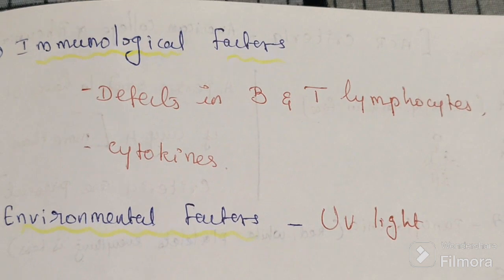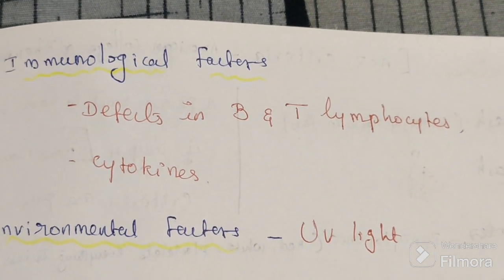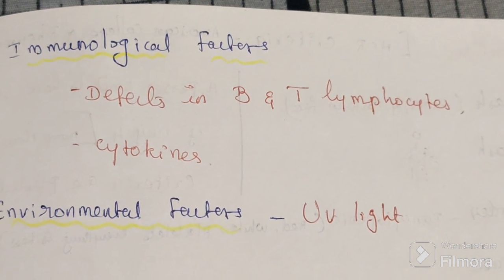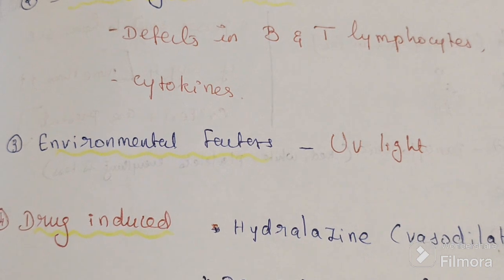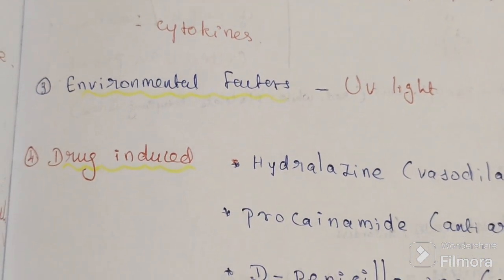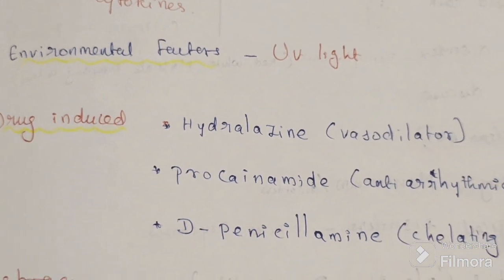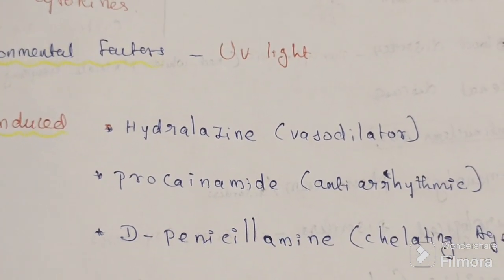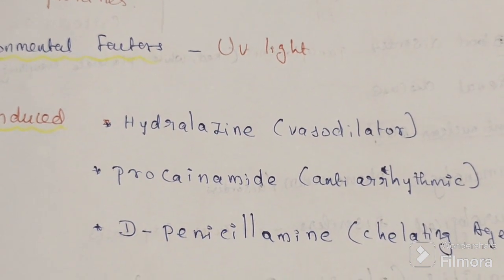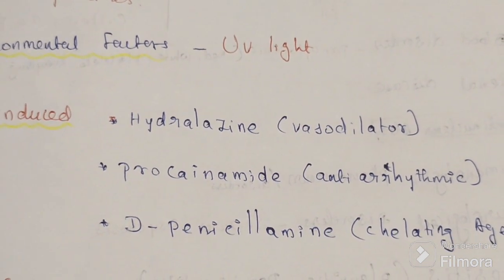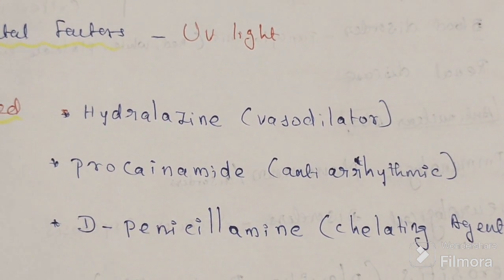The second one is immunological factors, some problems in B lymphocytes, T lymphocytes, and cytokines. Then environmental factors; UV light can be a cause. Then some drugs induce SLE. What are the drugs? Hydralazine, which we give for reducing hypertension, that is, decreasing blood pressure.